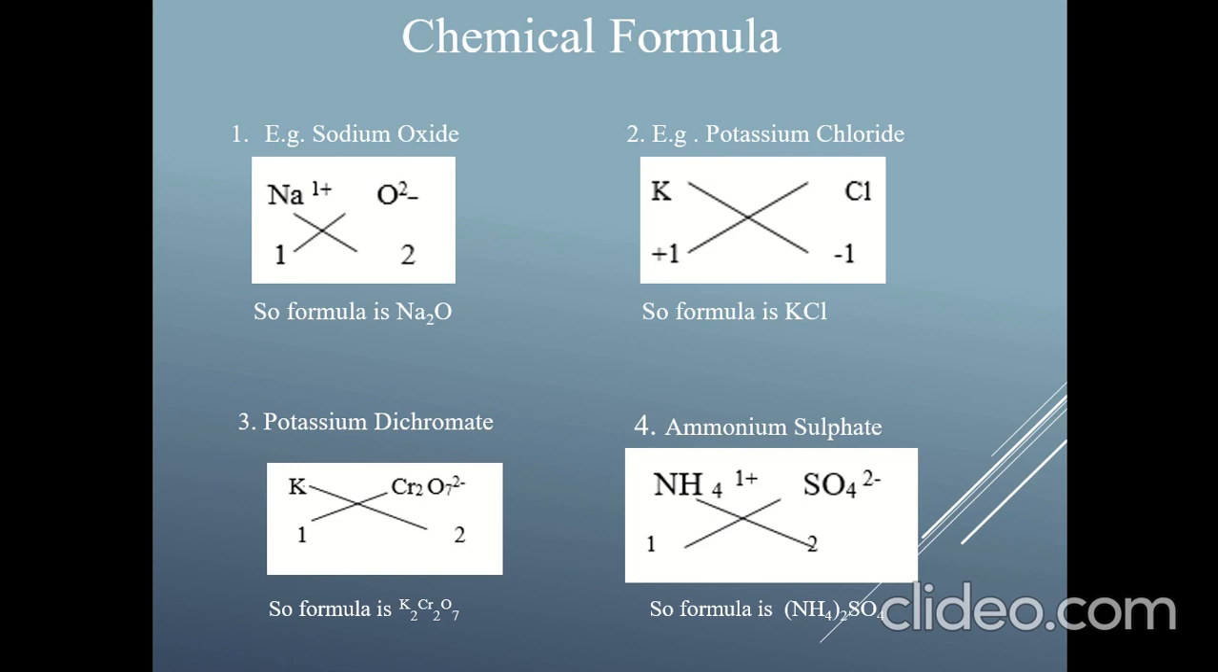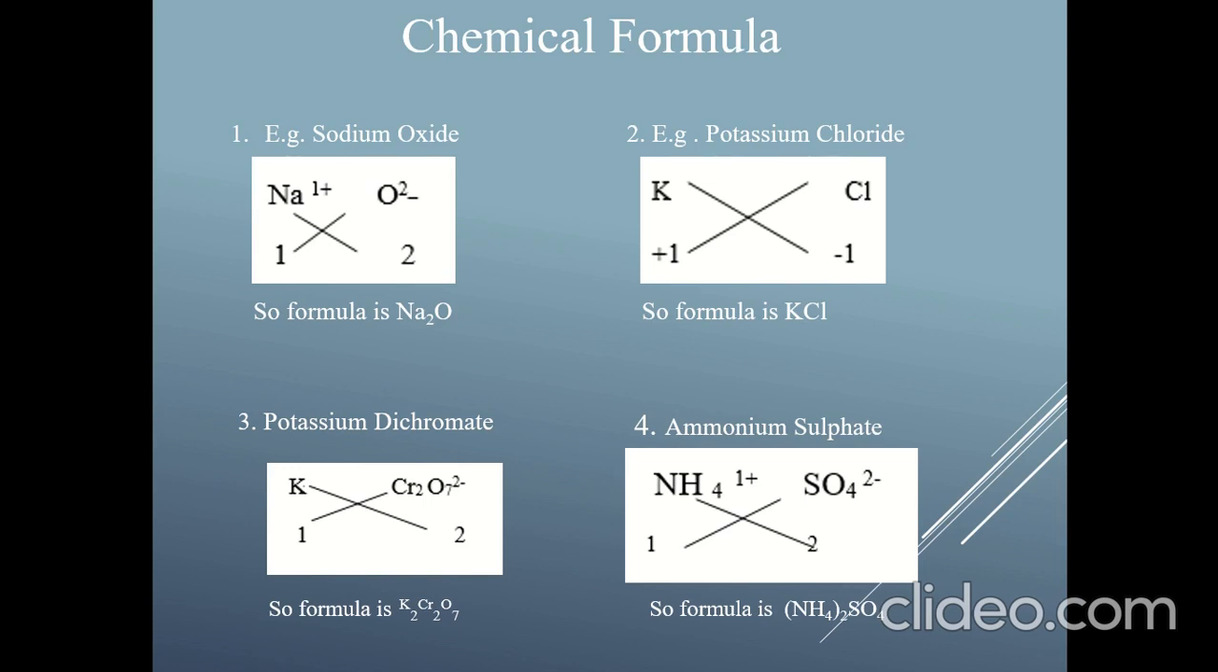Same example you can write for sodium chloride. If formula of sodium chloride is asked, sodium formula is Na, chloride is Cl. Sodium is having valency +1, that of chloride is -1. So after interchanging, it becomes NaCl.